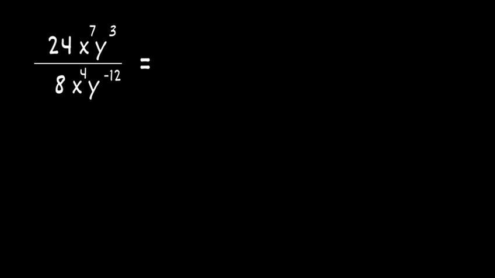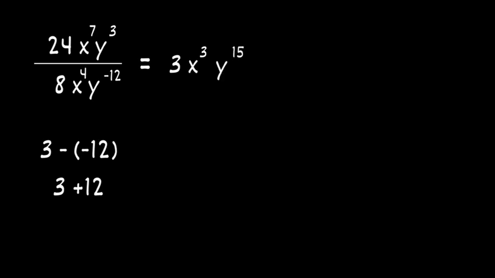Try this problem. What is 24x to the 7th y to the 3rd divided by 8x to the 4th y to the negative 12? So in this case, we need to divide. 24 divided by 8 is 3. X to the 7th divided by x to the 4th is x cubed, 7 minus 4 is 3. For the y variables, we need to subtract. 3 minus negative 12 is the same as 3 plus 12. So this becomes y to the 15th, and so that's the answer.